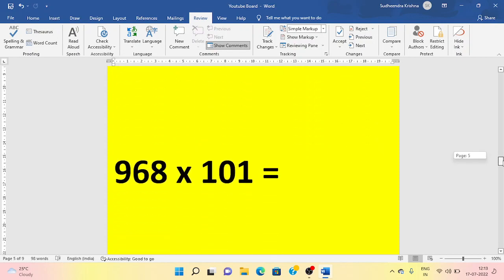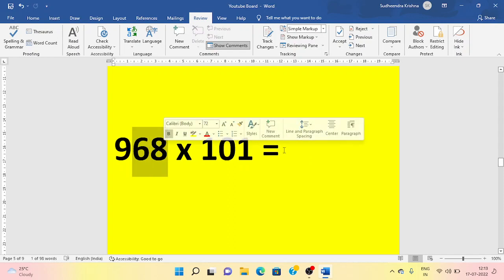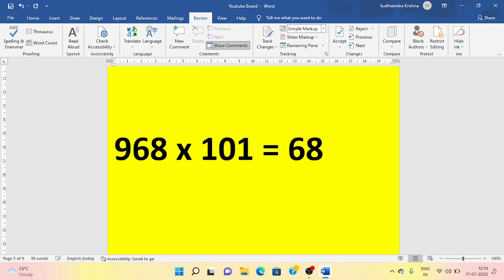Now let us go to the next 3 digit number. You have 968 into 101. To get the right portion of the answer, put this 68 as it is. Now to get the left portion of the answer, put this 96 as it is. So now you got the left portion of the answer and the right portion of the answer.